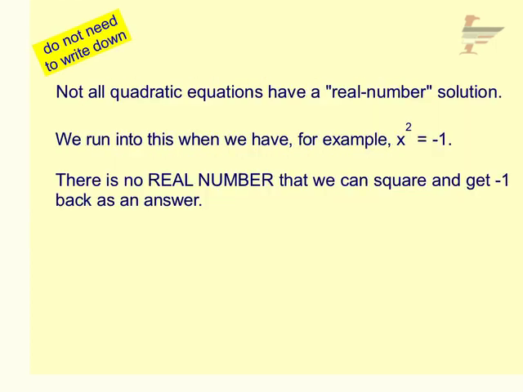Again, here, nothing you need to write down, but just be aware, not all quadratic equations have a real number solution. That means that your parabola doesn't cross the x-axis. And we do run into this if you have, here's just an example, x squared equals a negative 1. If you were to square root both sides, you have a square root of a negative number, and we've always learned that we can't do that. There is no real number that we can square and get a negative 1 back as an answer. So there's nothing that you could plug in for x that would work out here.